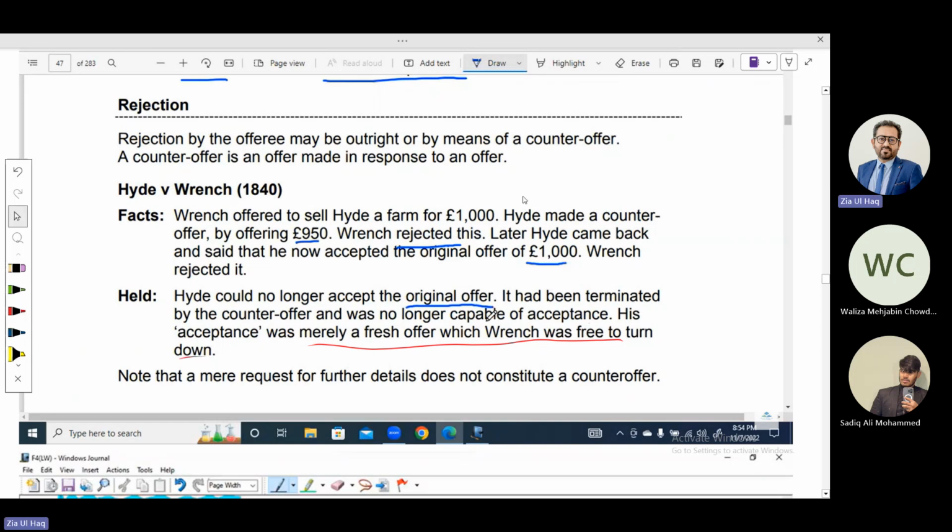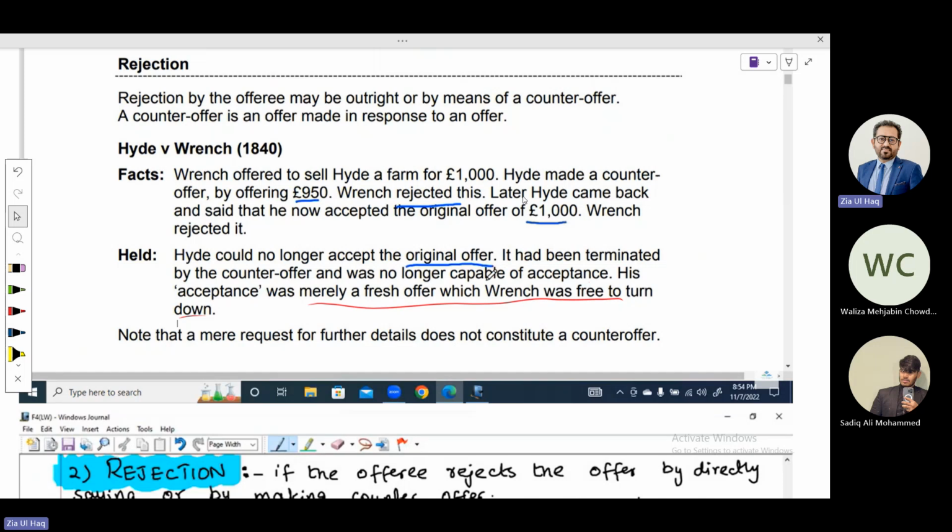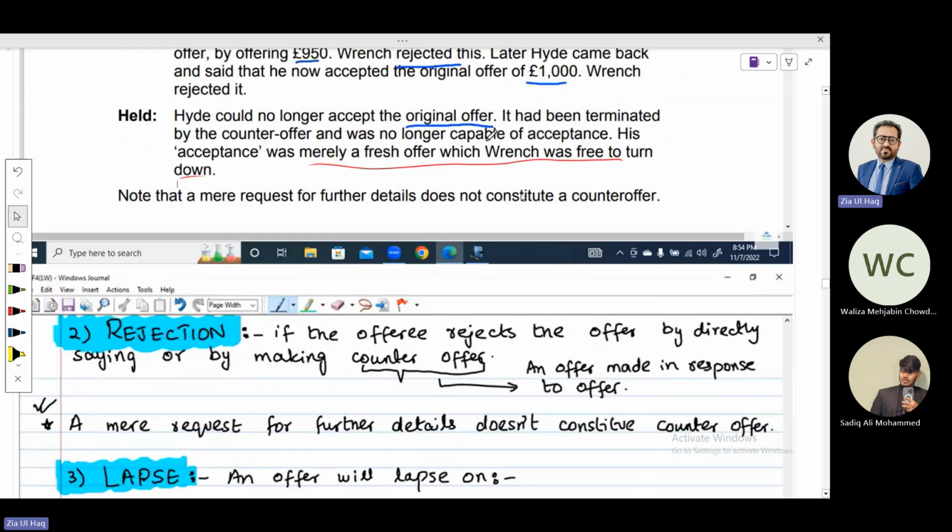Can you understand this concept? So let's take a small break. After the break, we will discuss the remaining topics.